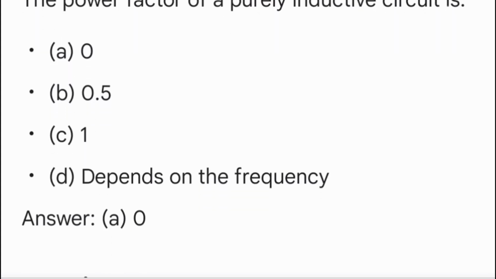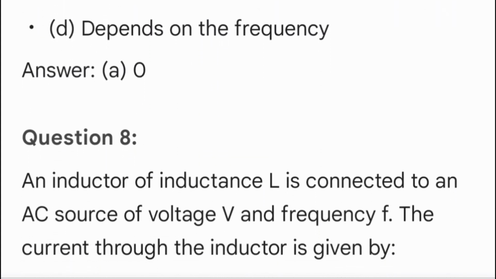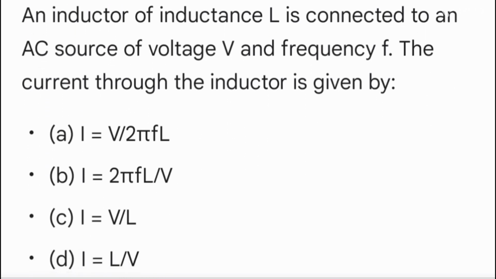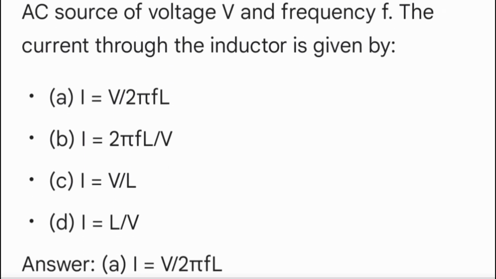Question 8. An inductor of inductance L is connected to an AC source of voltage V and frequency F. The current through the inductor is given by A. I equals V by 2 pi FL, B. I equals 2 pi FL by V, C. I equals V by L, D. I equals LV. Answer: A. I equals V by 2 pi FL.